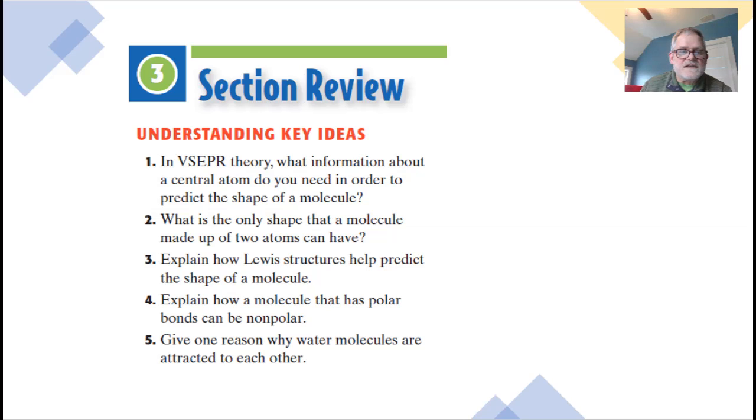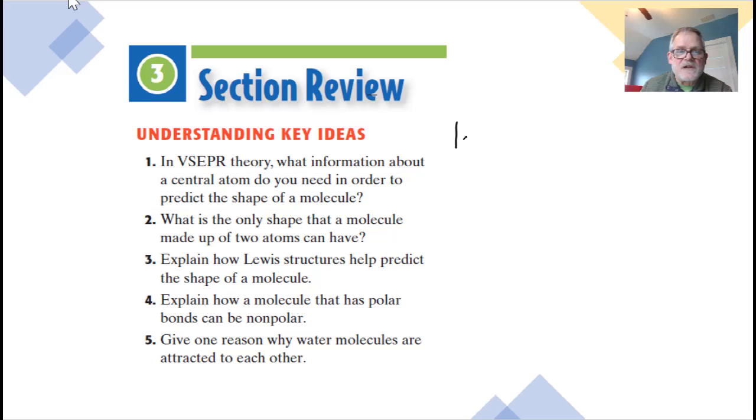Number one, in VSEPR theory, valence shell electron pair repulsion theory, what information about the central atom do you need in order to predict the shape of the molecule? Well, you need to know where the electrons are hanging out around the central atom. And there are several ways that these electrons can present themselves. Number one, they can be a single pair of electrons, and we call that a lone pair.